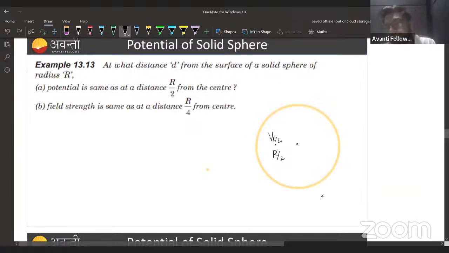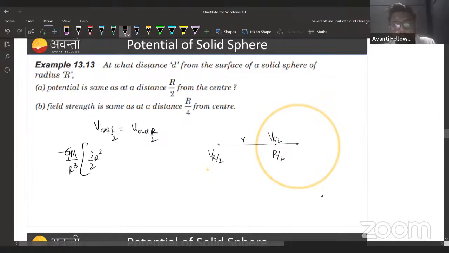So at what another distance from this center, let's say that distance is small r, will this potential be equal to the potential at r by 2? And you know this point should lie outside, right? So V inside at r by 2 should be equal to V outside. V inside, the formula at r by 2, is minus GM by R cube into (3 by 2 R square minus 1 by 2 small r square), equals V outside, which is GM by small r. Hopefully this is clear.